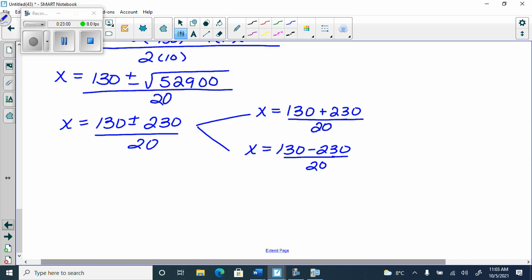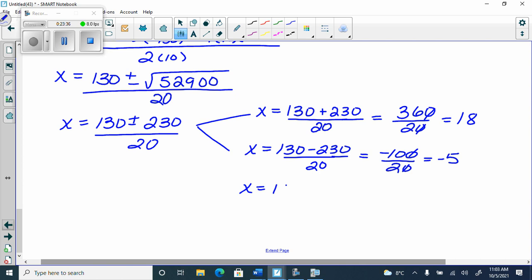Oh my gosh, I'm struggling. So 360 divided by 20 is 18. The zero can cancel. 36 divided by 2 is 18. And then this is going to be 130 minus 230, which is negative 100 divided by 20. These cancel, so negative 5. And what were our non-permissible values way back? 0 and 2. Okay. So I'm going to go x equals 18, comma negative 5. x can't equal 0 and 2. Boy, that was fun.